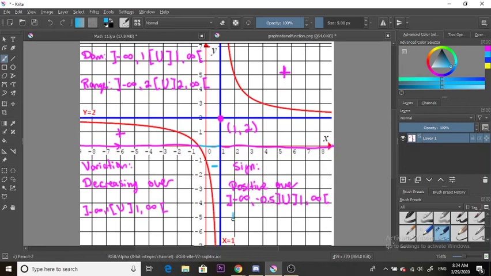Now, this function is also negative, and it is negative over this tiny little interval right here. So it's negative from negative 0.5 all the way to our asymptote, which is +1.